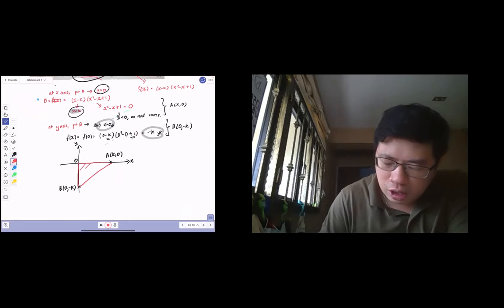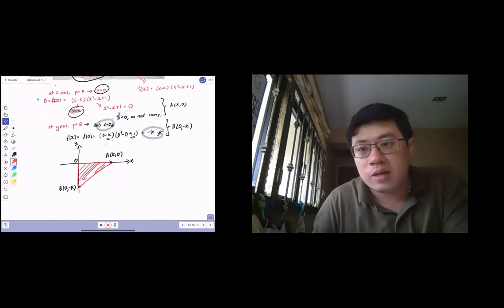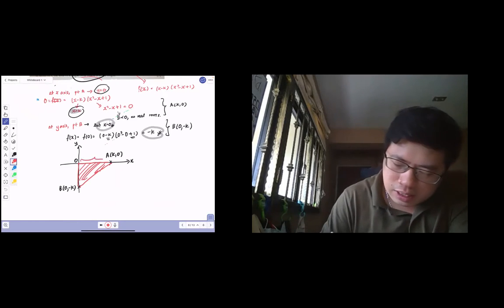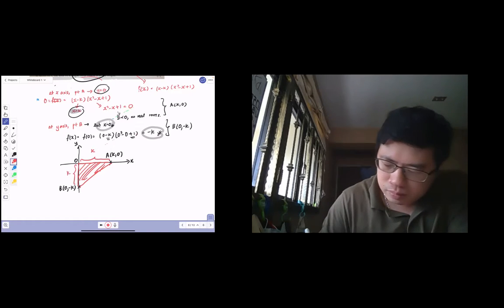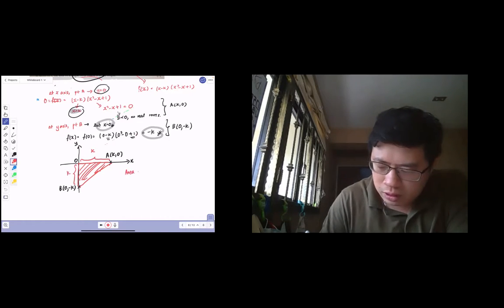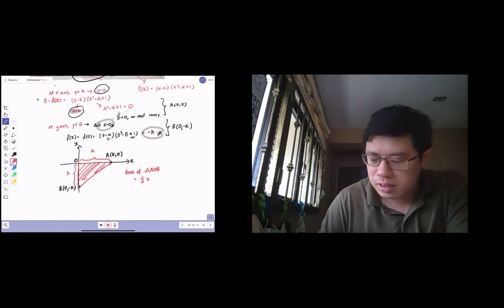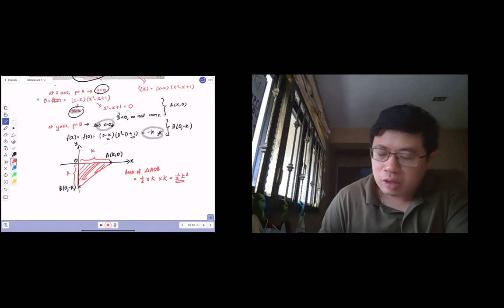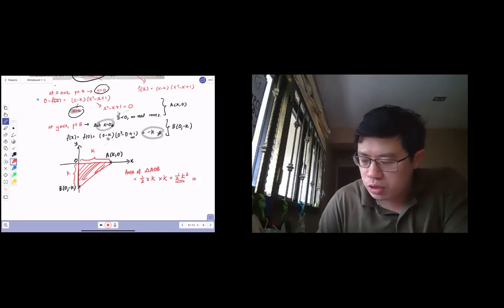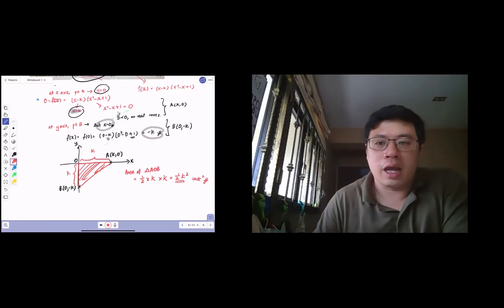So I'm asked to find the area of this triangle. Not too difficult. You can see that this is k units long. The height is also k units long. So the area of triangle AOB, all you need to do is take half times base multiplied by height. That will give you half k squared. Now there's no unit for coordinate geometry, so we just put it as units squared. And then we are done.